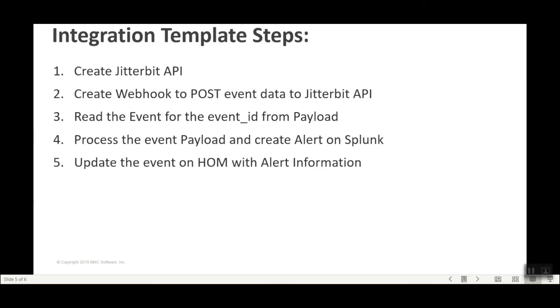The next step is to read the event data from the payload that is coming on the Jitterbit API. And the next step is to process the event payload and create the alert on Splunk. Once the alert is created on Splunk, we update the event data on HOM with the alert information.